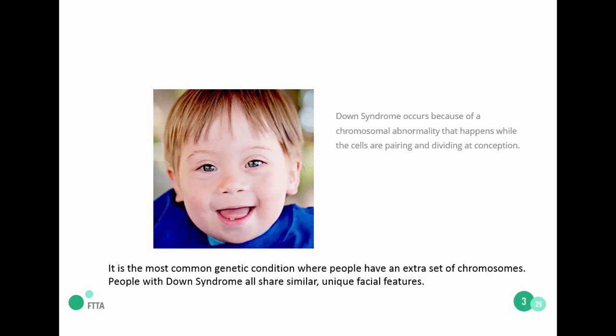Down syndrome occurs because of a chromosomal abnormality that happens while the cells are pairing and dividing at conception. So it's something that happens early on in life. It's something that people are born with. They don't suddenly develop Down syndrome, like, for example, diabetes, which can occur later in life.